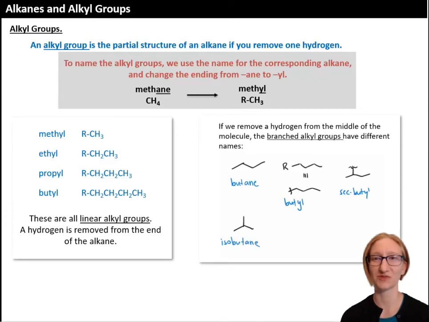If the alkyl group is branched, and here we have that 3-carbon V-shaped structure, this is an isobutyl group. And then finally, when we have 3 methyl groups bound to the same carbon, we have a tertiary butyl group, or a tert-butyl group.